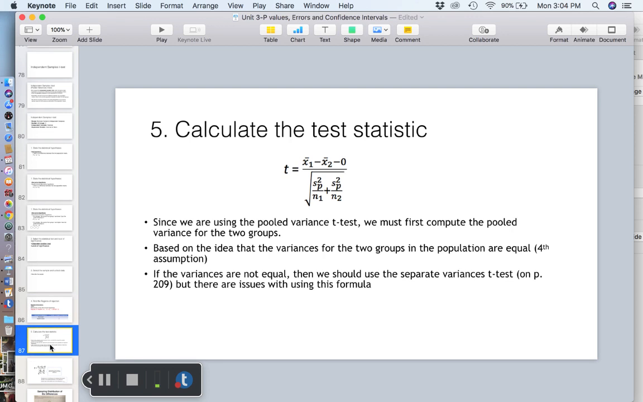Our next step is to calculate the test statistic. So notice that our test statistic looks a little bit different than some of the other formulas that we've seen before.